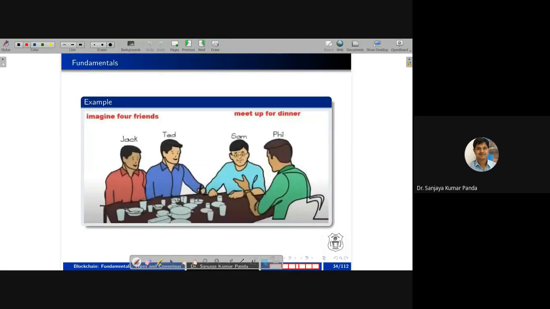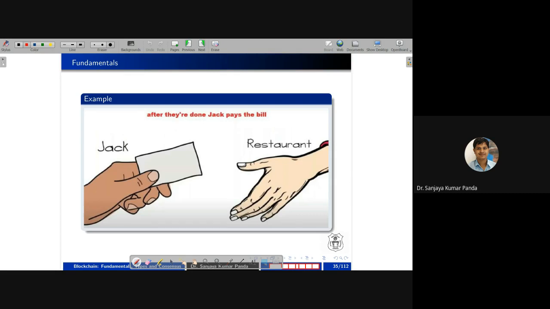Okay, this is a very simple example. Imagine there are 4 friends, Jack, Ted, Sam, and Phil. They decided to go for dinner to a particular restaurant. They fixed a particular time and location, and they reached that location. After they are done, Jack initiates the payment. So the total amount is paid by Jack on behalf of the 4 friends, that is Jack, Ted, Sam and Phil.